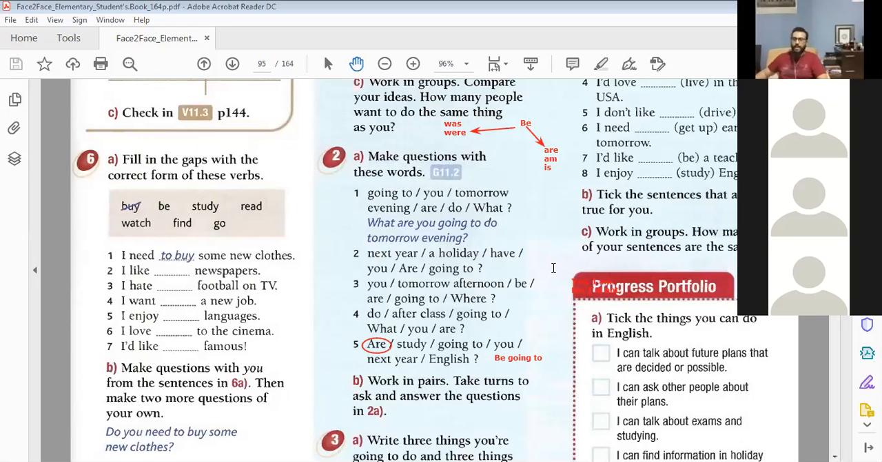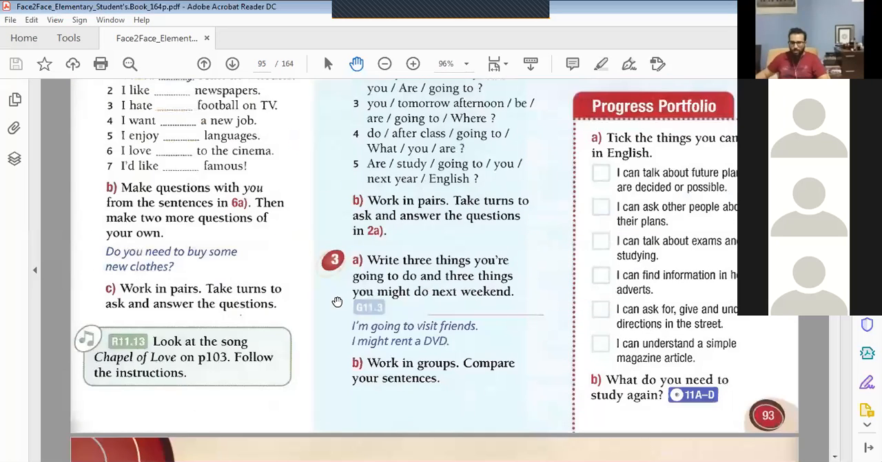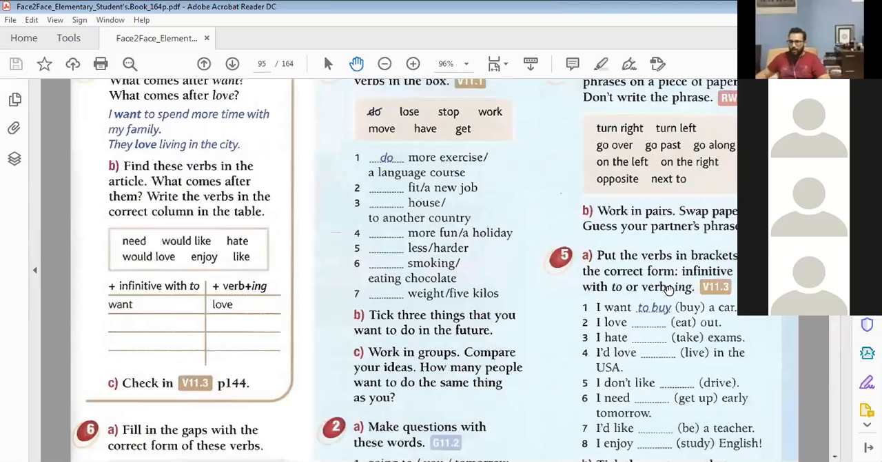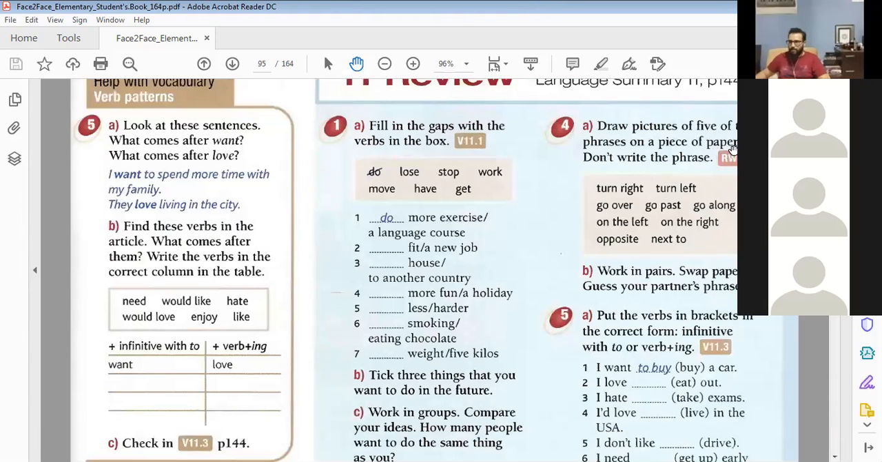Alright, so number 2، سؤال رقم 2 كان مراجعة لموضوع ال be going to اللي هي للخطط، قاعدة ال be going to for future plans. Okay, now let's check number 3: write 3 things you're going to do. هذا نفس الموضوع، نقدر نفوتها. Okay, let's take a look at number 5: draw pictures of these phrases.